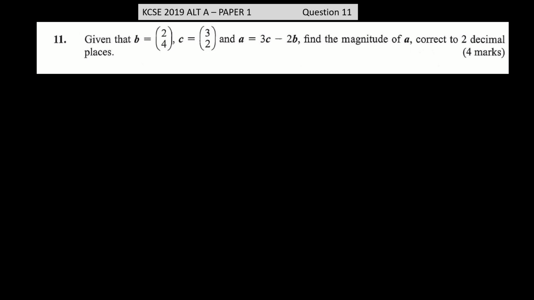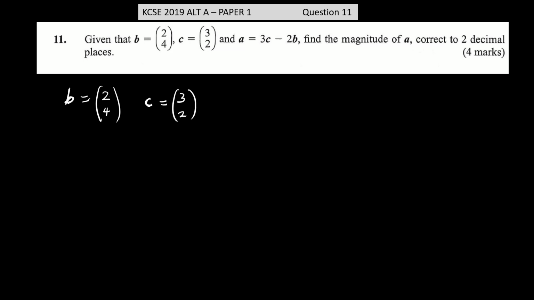This is question 11 of the KCSE 2019 Mathematics Alternative A Paper 1. The question states, given that vector B equals (2, 4), vector C equals (3, 2), and vector A equals 3C minus 2B, find the magnitude of A correct to 2 decimal places. Before we do anything, let's write our vectors. Vector B, written in bold letter, equals 2 and 4, and vector C equals 3 and 2.